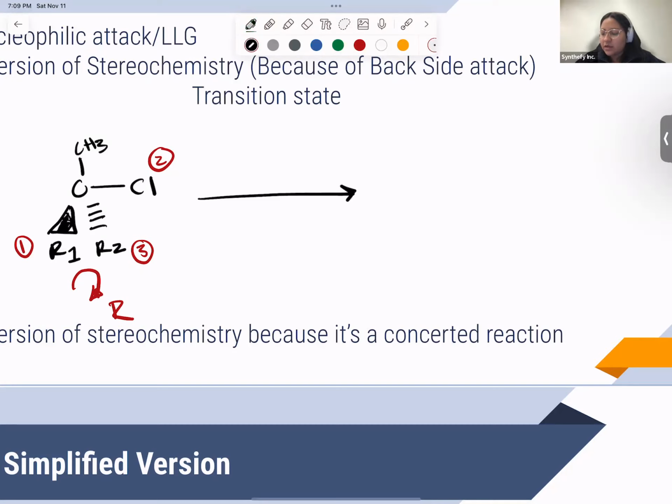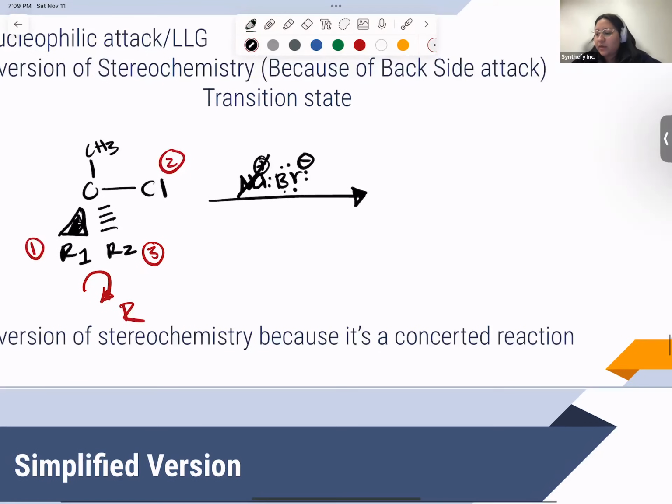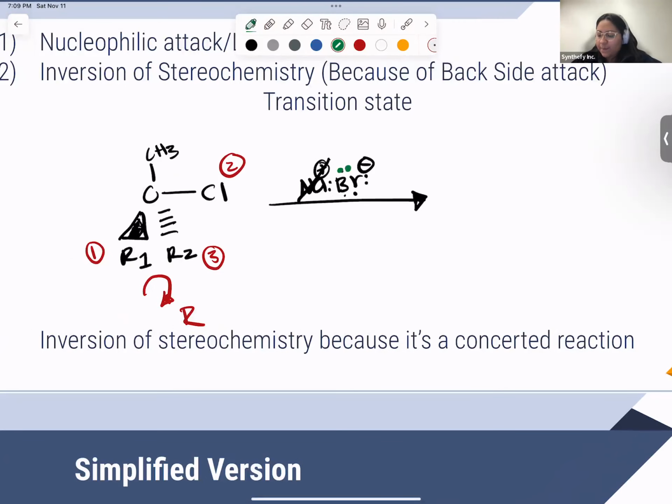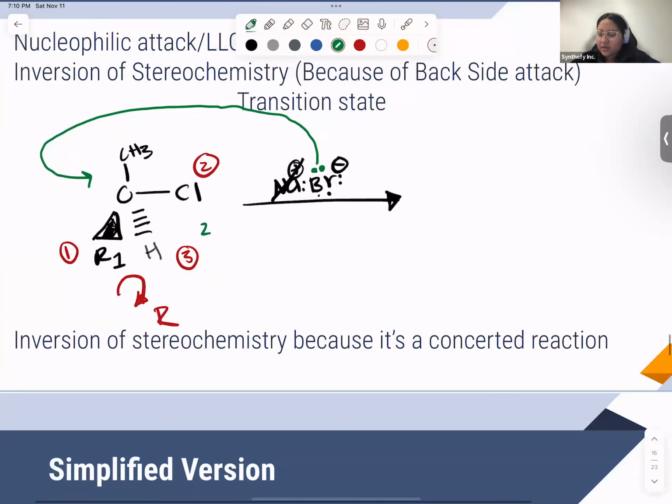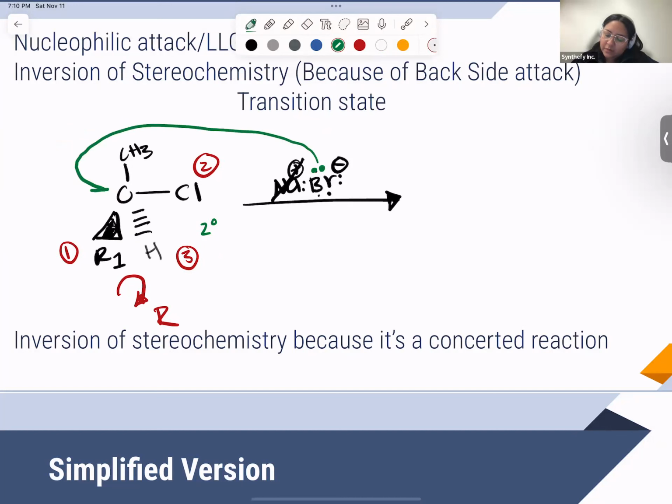Now let's introduce a strong nucleophile into the mix. NaBr is Na plus, a spectator ion, and Br negative, which wants to form a bond really, really badly. So now we're here with this Br attack. Actually, let's make this R2 hydrogen. So this would be your secondary carbon. Drawing a better arrow, this Br will attack here.